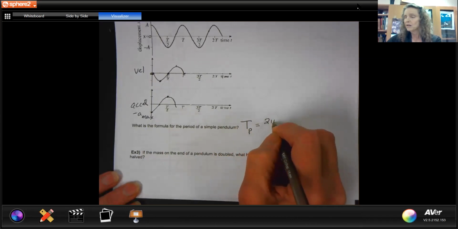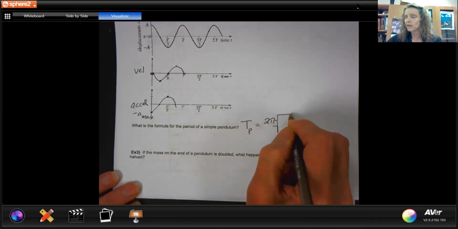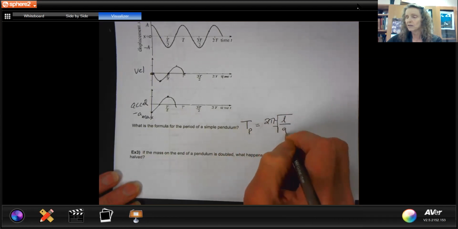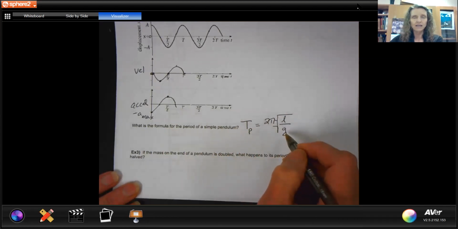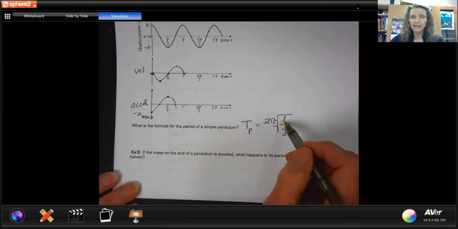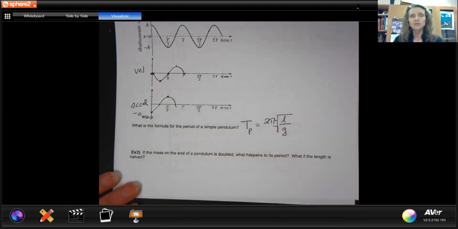What does it depend on? It depends on the length of the string and the planet that you're on. That's G as in 9.8, negative 9.8 without the absolute value, but we want the absolute value here, right? So the square root of the length of the string divided by 9.8 meters per second squared. That square root times 2 pi will give you the period, the time it takes for a simple pendulum to go all the way from one end to the other end and back to the beginning. Okay, so one complete cycle.